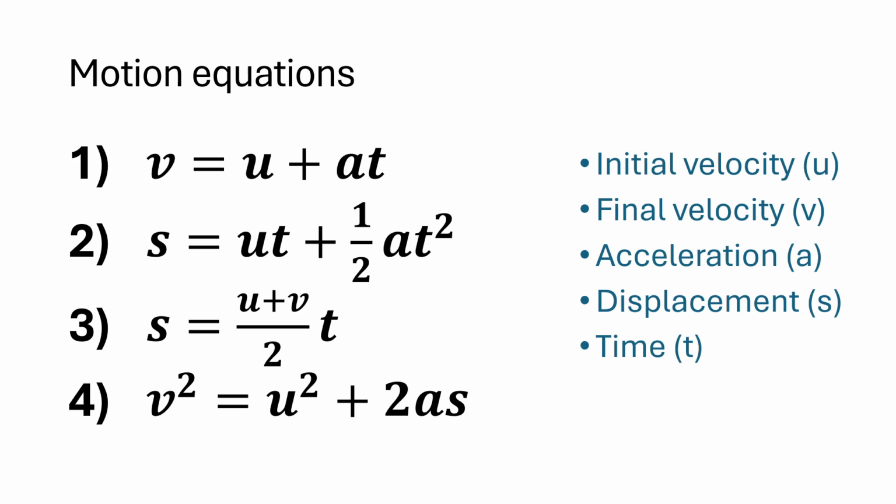So the first equation, V equals U plus AT. Second equation is S equals UT plus half AT squared. Third equation, S equals (U plus V) over 2, times T. And the fourth equation, V squared equals U squared plus 2AS.